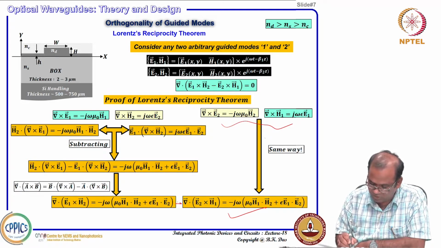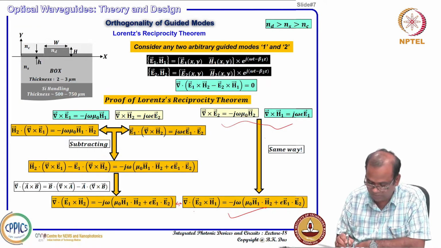Another equation there, if you just compare, they are identical. Basically, E1 is converted into E2, H2 is converted into H1. Otherwise, same. But they are different, basically.